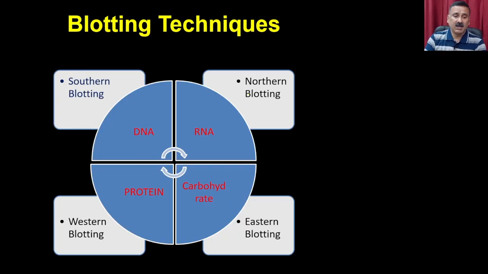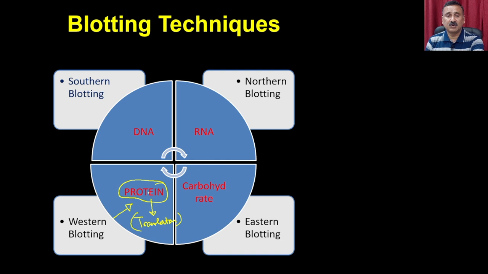Now, in today's lecture, we are going to discuss another technique called Western blotting, and the purpose of Western blotting is to detect proteins in a cell lysate or in the cellular system. Detection of protein is very important because it gives you an idea about the translational activity of that particular gene or gene product.